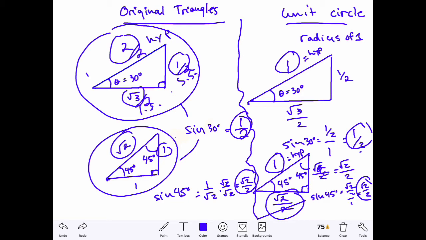And for a 30, 60, 90, the short side will be 1/2, and the long side will be root 3 over 2. And remember, longest side across from largest angle, shortest side across from shortest angle.